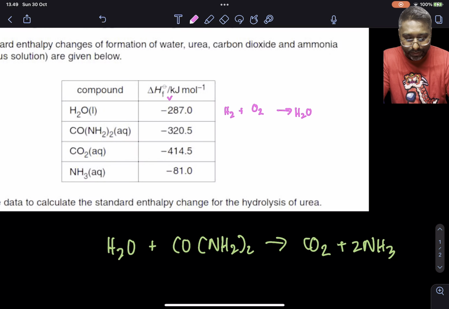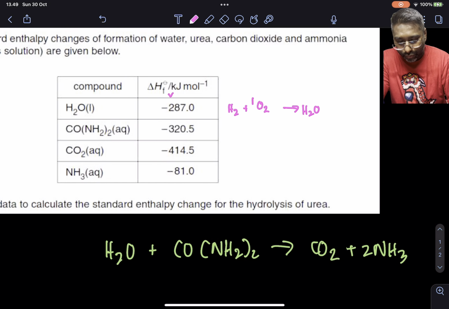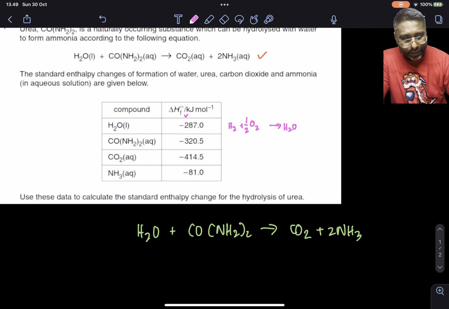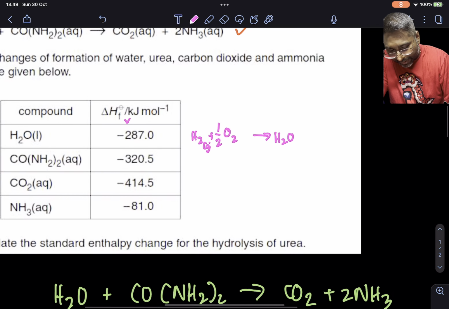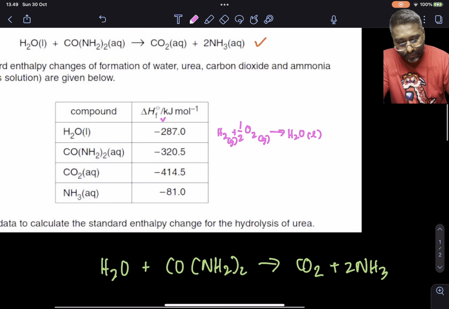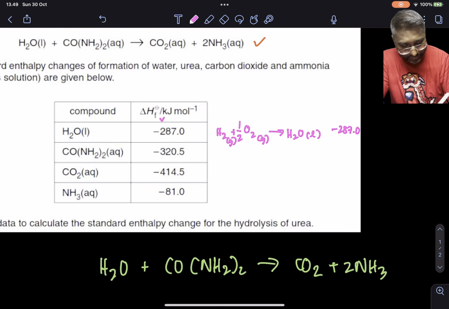And you want the 1 mole, so what you need to do is put the half over there. So therefore, if you want to write it down, let me put half O2 there. Of course, if you want to write it down, go ahead, gas, this is liquid. So this value is going to be negative 287, as given.